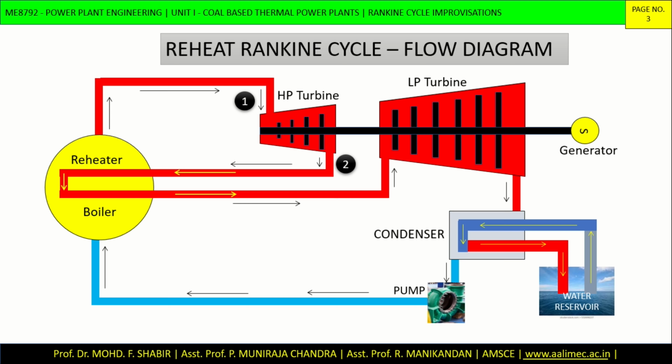2. Where the steam leaves the high pressure turbine. 3. Where the steam enters into the low pressure turbine. 4. Where the steam leaves the low pressure turbine. 5. Where the water enters the pump. 6. Where the water enters into the boiler. So if you measure the pressure, volume and temperature at 6 points using Mollier chart, we can easily find the enthalpy and find the efficiency of the reheat Rankine cycle.